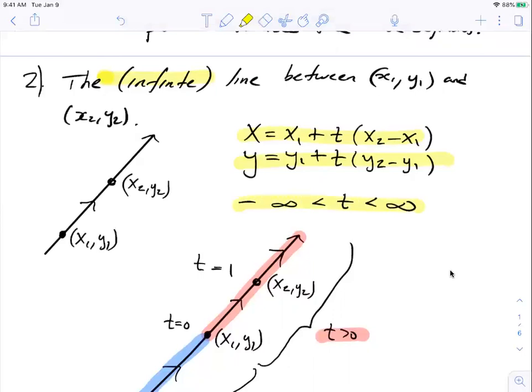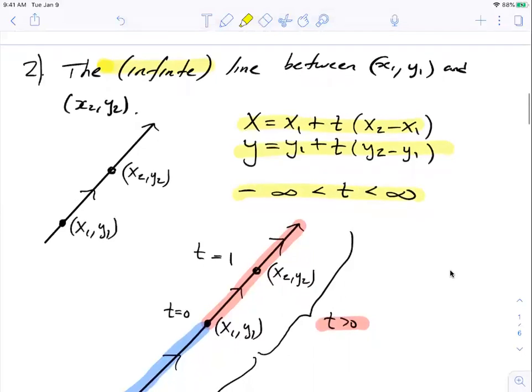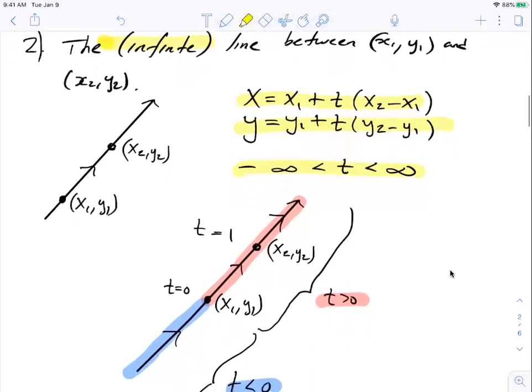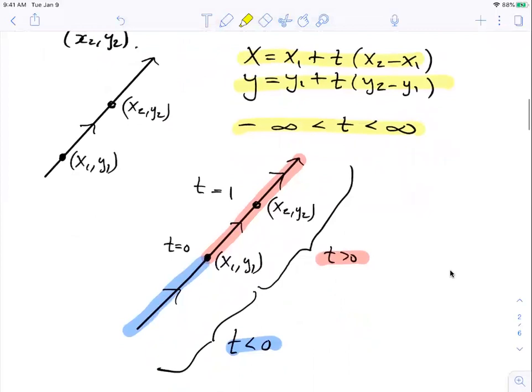Then you'll not just get the segment, you won't just get the points between x1, y1, and x2, y2, you'll get the entire line. In fact, we can understand the geometry even a little bit better. I colored in this picture. I'm showing you over here, for the parameter value t equals 0, you'll get the point x1, y1, and for t equals 1, you'll get the other one. The segment between those is what we were parameterizing before. But if you allow t to be any positive number, then you sweep out this part of the line that I've highlighted in red there.